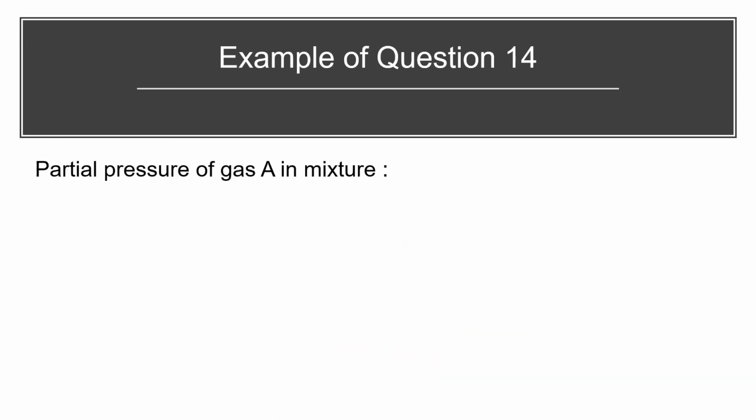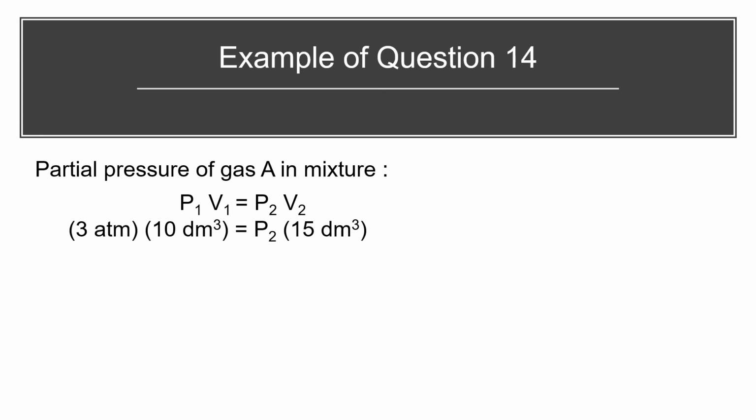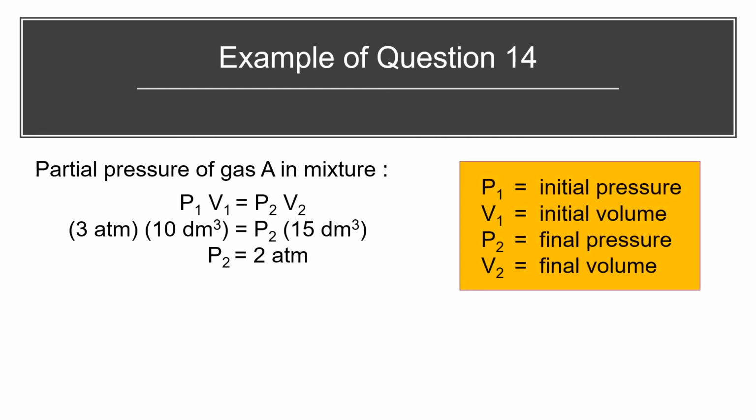To determine the partial pressure of gas A in the mixture when the valve is open, we can use P1V1 equals P2V2. By substituting the initial and the final values given, we can determine the new partial pressure of gas A. In this formula, P1 represents the initial pressure, V1 is the initial volume, P2 is the final pressure, and V2 is the final volume.